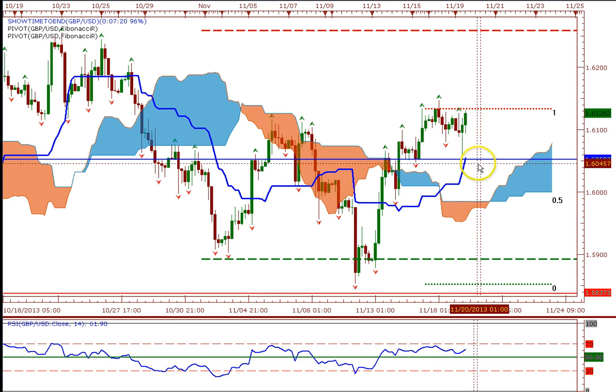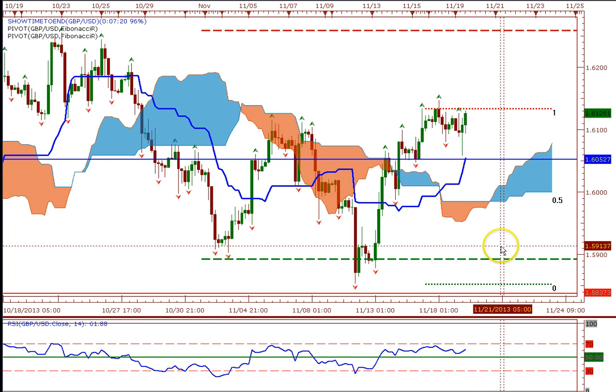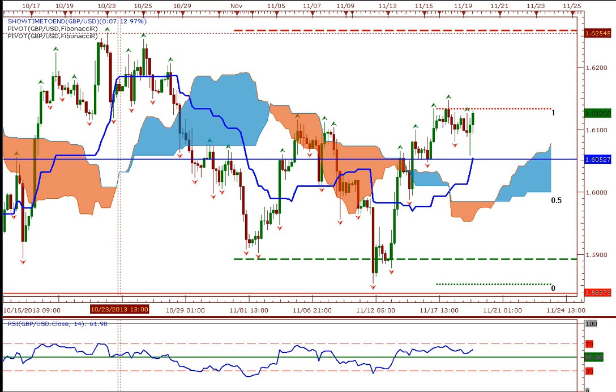Total breakdown will be closing below this Kijun-sen and then back below the cloud. All right, New Zealand dollar, US dollar.